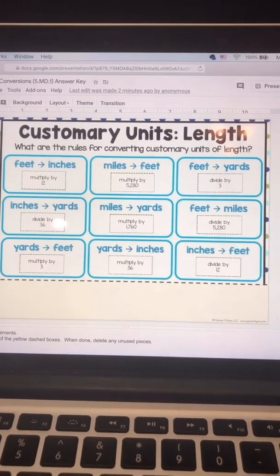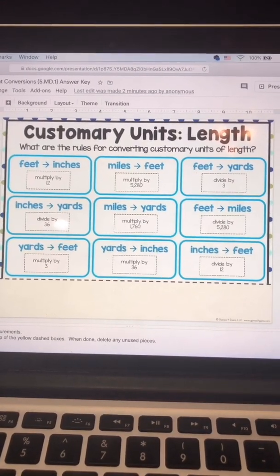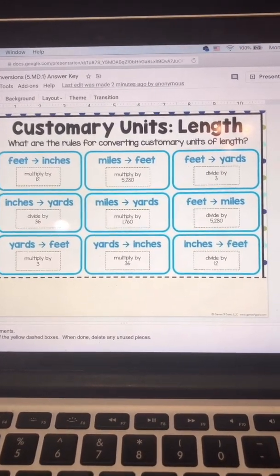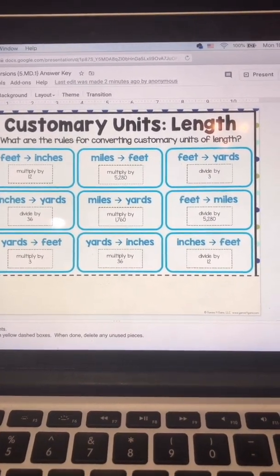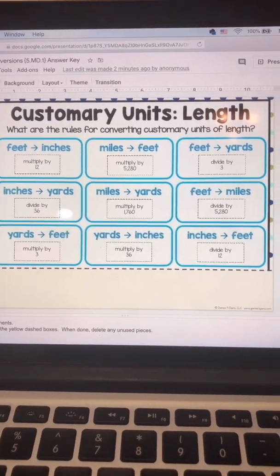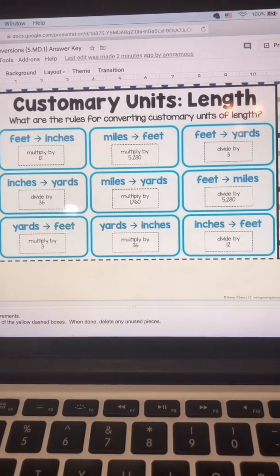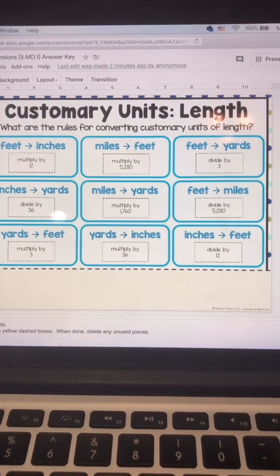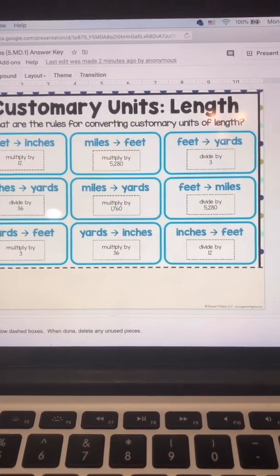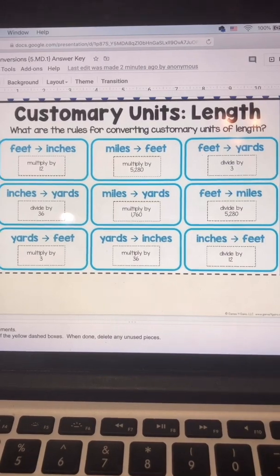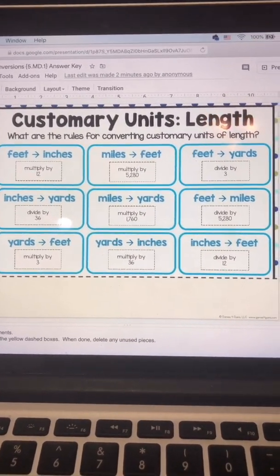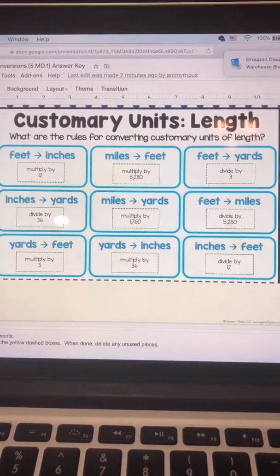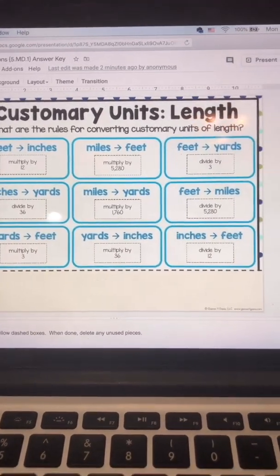Miles to yards, miles are larger than yards, so you're going to multiply by 1,760. Feet is smaller than miles, so we're dividing by 5,280. Yards are bigger than feet, so you're going to multiply by 3. Yards to inches, yards are bigger than inches, so we're going to multiply by 36. And then inches to feet, inches are smaller than feet, so I'm going to divide by 12.